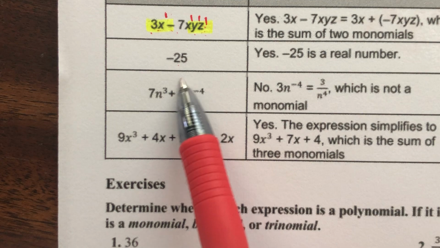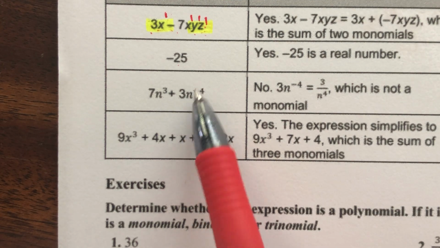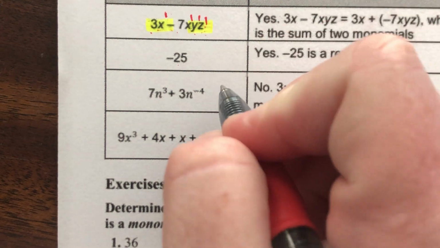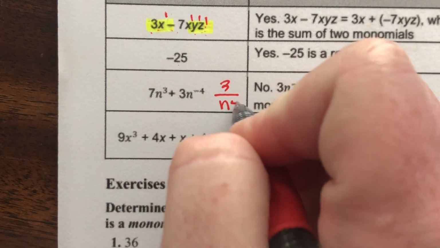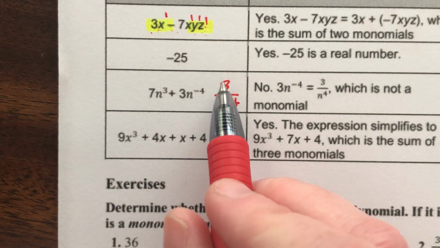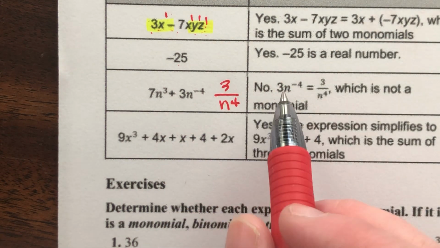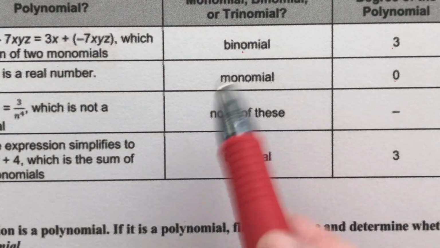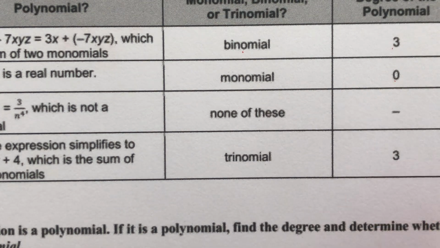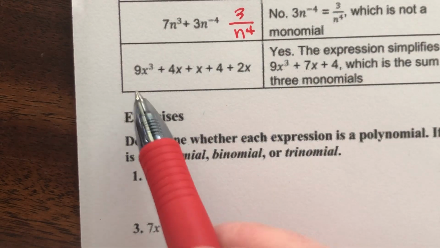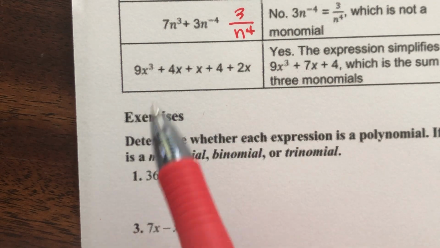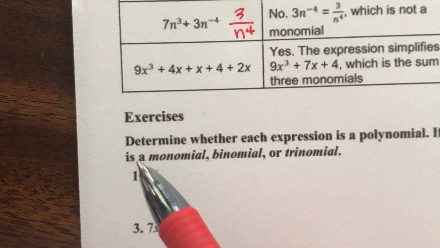Remember, you can't have negative numbers, because really that means this n, we write it like 3 over n to the fourth, and you can't have a variable on the bottom of any fraction. So this is nothing. We just say none of these. You can't qualify it. There is no degree, so we just leave that part blank. It's not a polynomial.